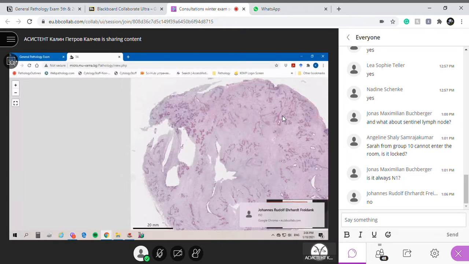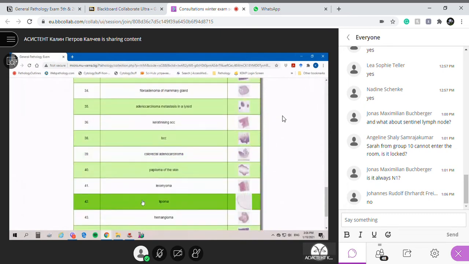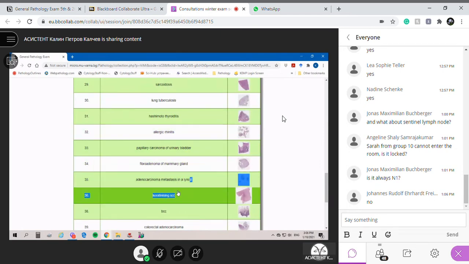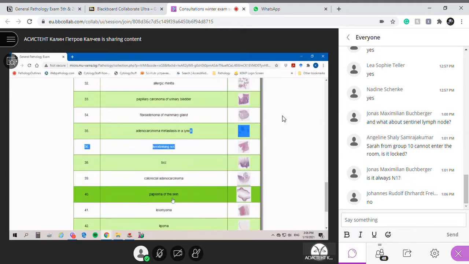Okay, if no questions, I proceed to the next slide. Is there any other epithelial tumor? Fibroadenoma, colorectal.